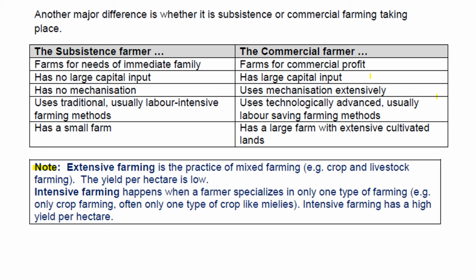Extensive farming is sort of mixed farming. It could be crops and livestock, or even a couple of different crops. The yield per hectare is low. That means that per hectare farm that the farmer has, he doesn't get that much crop back. Intensive farming is where a farmer specializes in just one crop. It can be, for example, just sunflowers or just mealies. And this has a high yield per hectare. So per hectare of ground that is used, you get a lot of the crop back.